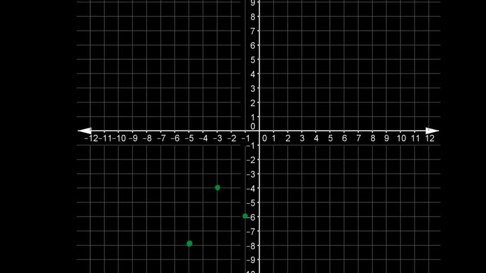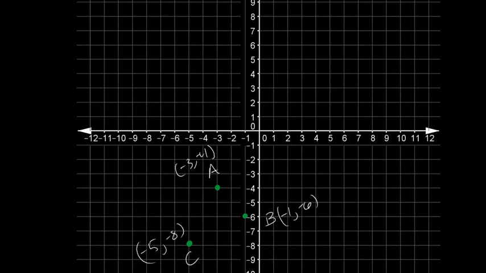So I'll label this one. This was point A. This was point B. And this was C. And let me put their coordinates also. A was at -3, -4. B was at -1, -6. And C was at -5, -8.